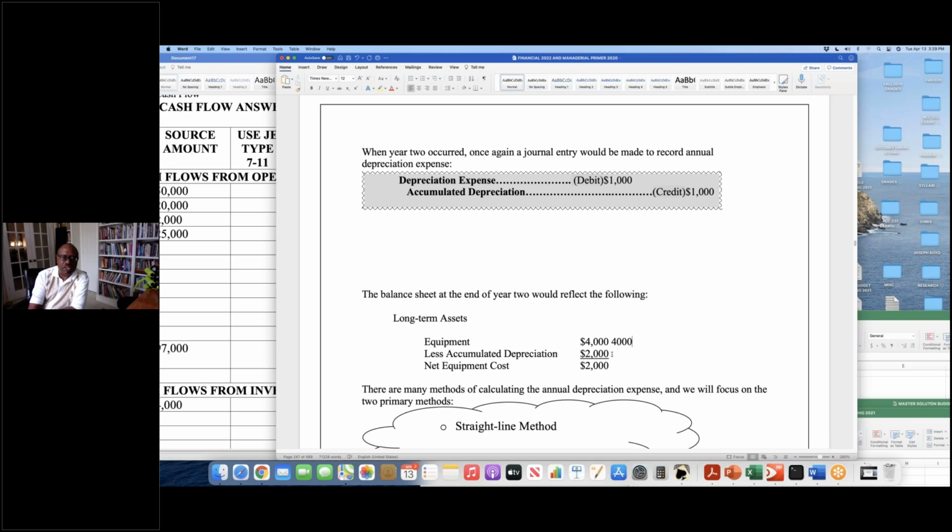But the depreciation would be $4,000. And the car would be worth $0. Any questions on that? Any questions?